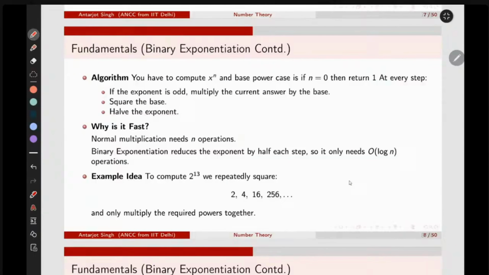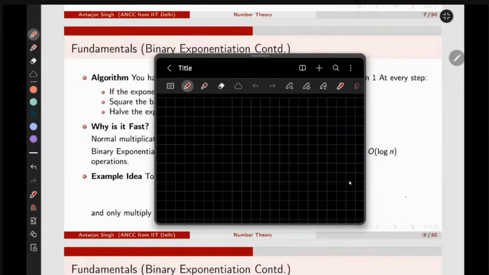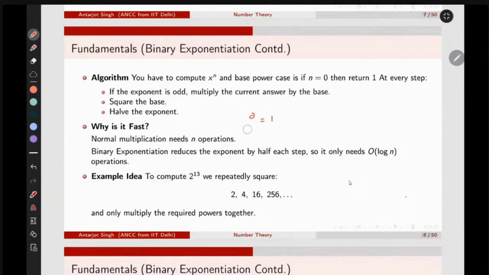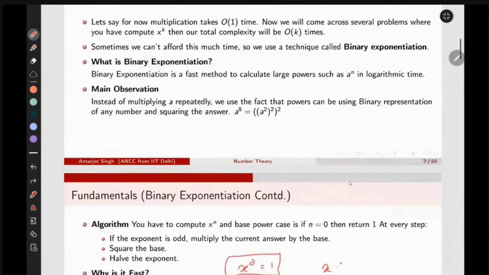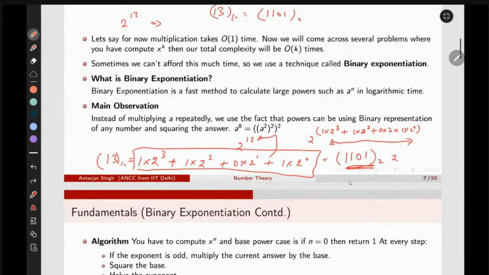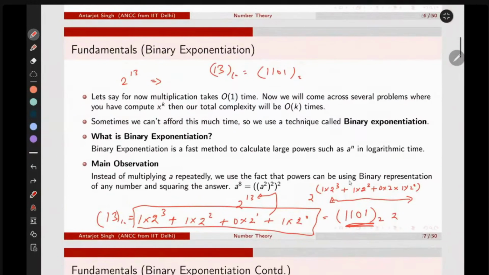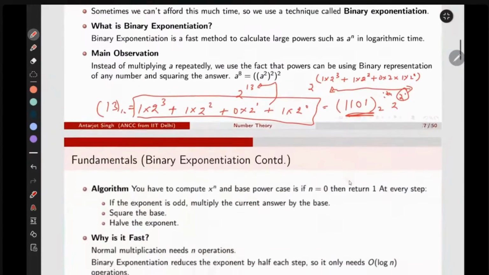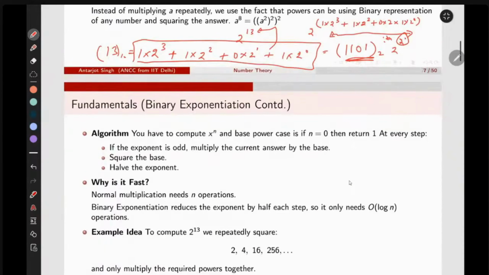So you have to compute x to the power n. Obviously we know that x to the power 0 is 1, for x not equal to 0. And at every step, we have to square our answer, because you need 2 to the power i at the ith step, as we saw here. At the ith step, we need 2 to the power i. So at every step we keep squaring.